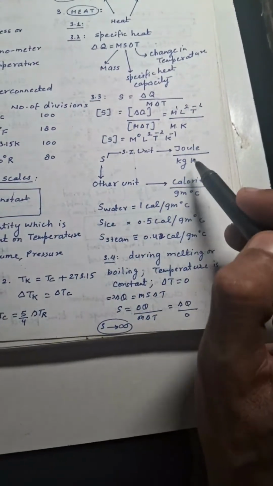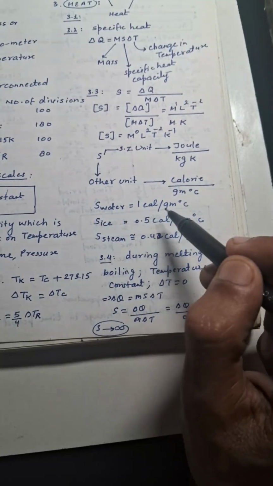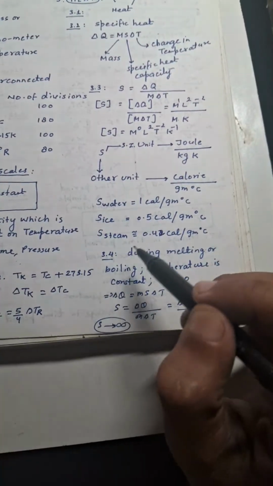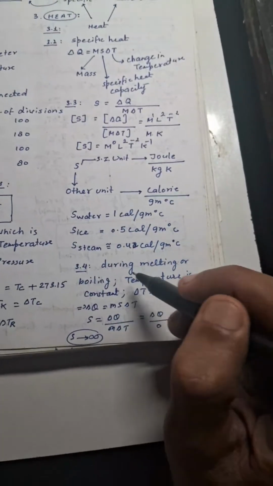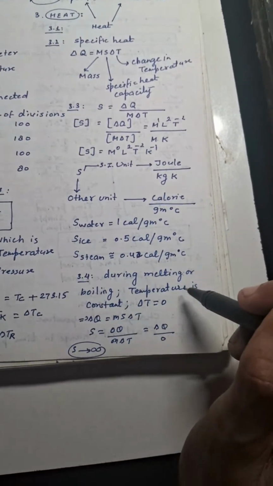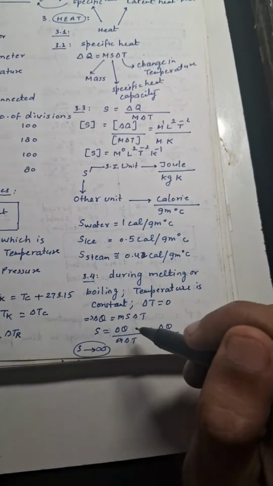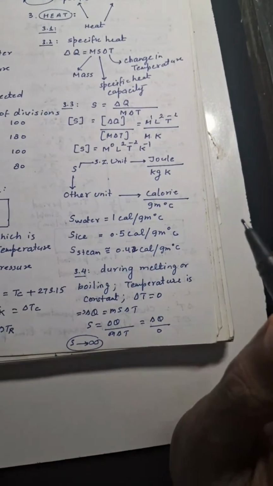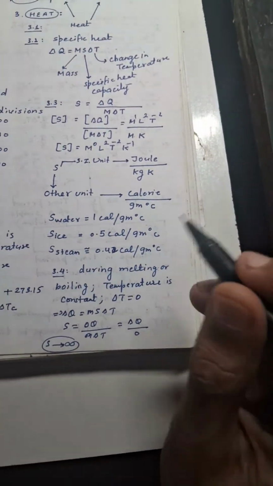SI unit is joule per kg Kelvin, another unit is calorie per gram degree centigrade. Specific heat of water is 1 calorie per gram per degree centigrade. For ice we have 0.5 calorie per gram per degree centigrade, and for steam it is about 0.42 calorie per gram per degree centigrade. Now there is an important discussion that during melting or boiling temperature is constant, so delta T is 0. So from here specific heat comes out to be infinity. Always remember, if temperature is constant in those processes, specific heat tends to infinity. This question has been asked many a time, so it's an important point of discussion.